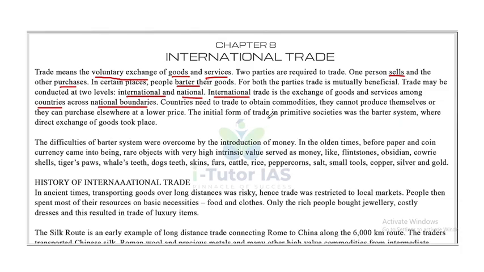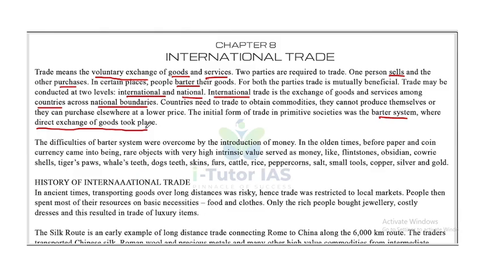The initial form of trade in primitive societies was the barter system, where direct exchange of goods took place. So what is the barter system? That is the direct exchange of goods. There is no importance of money in the barter system. That is mainly performed by the primitive societies.